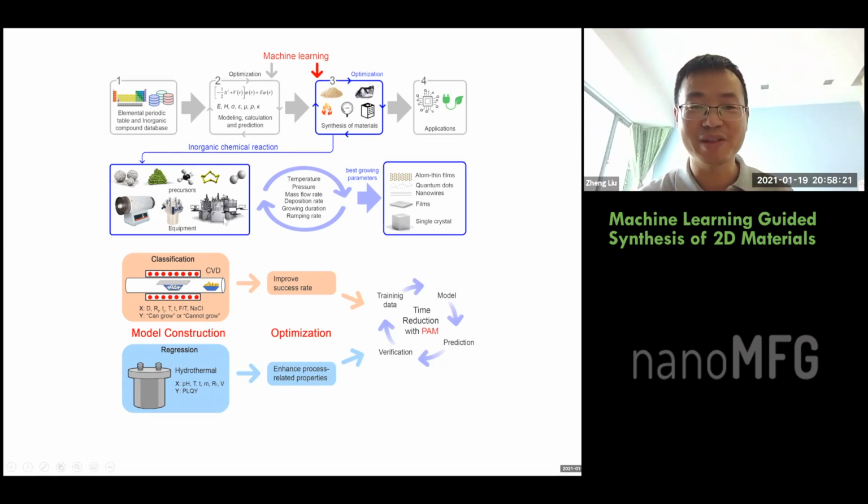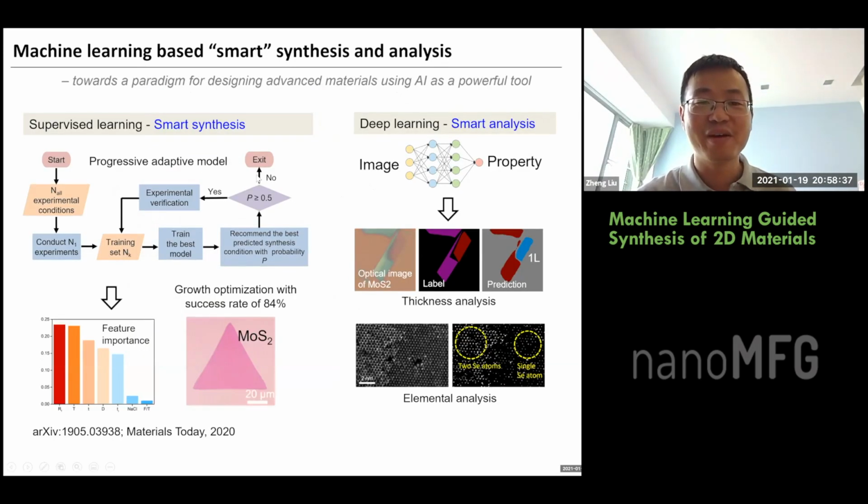So the problem is, can we build a model where we input these parameters, and the model can feed back possible good parameters, so that we dramatically reduce our time? We developed a model called the progressive adaptive model. And this model can be implemented into materials growth at the very beginning.